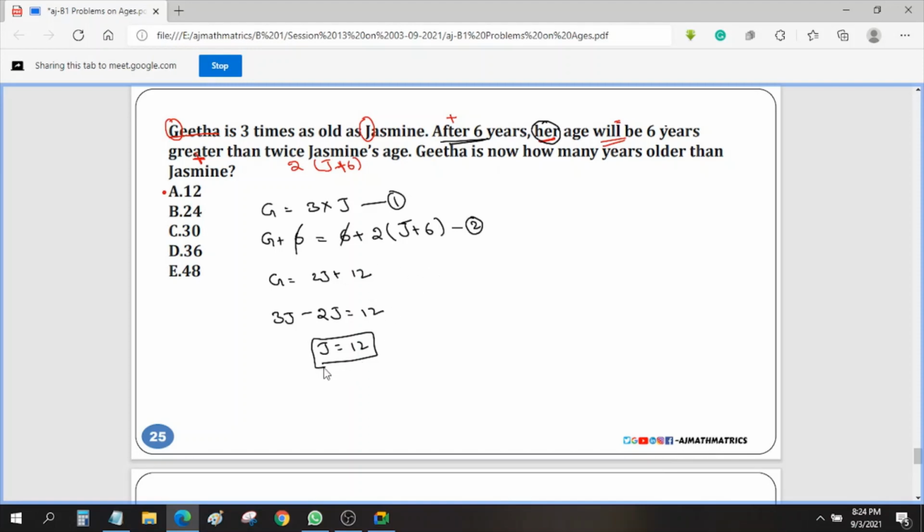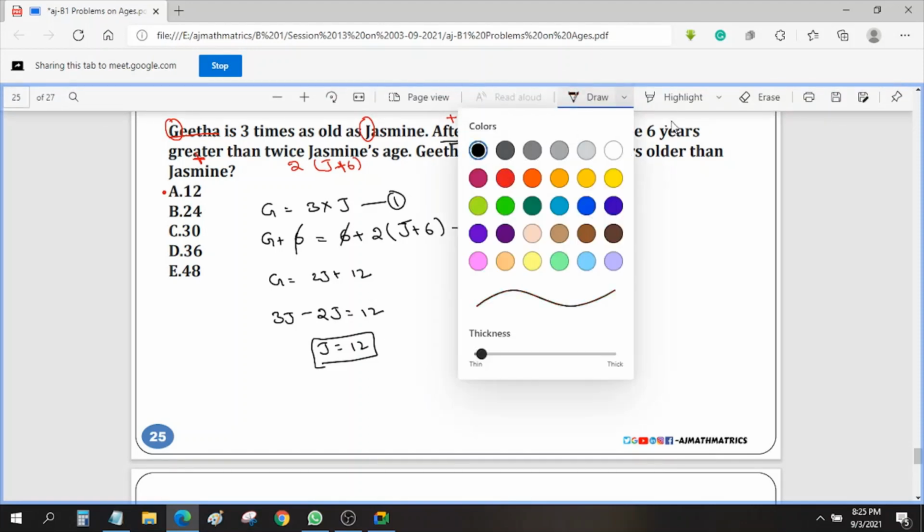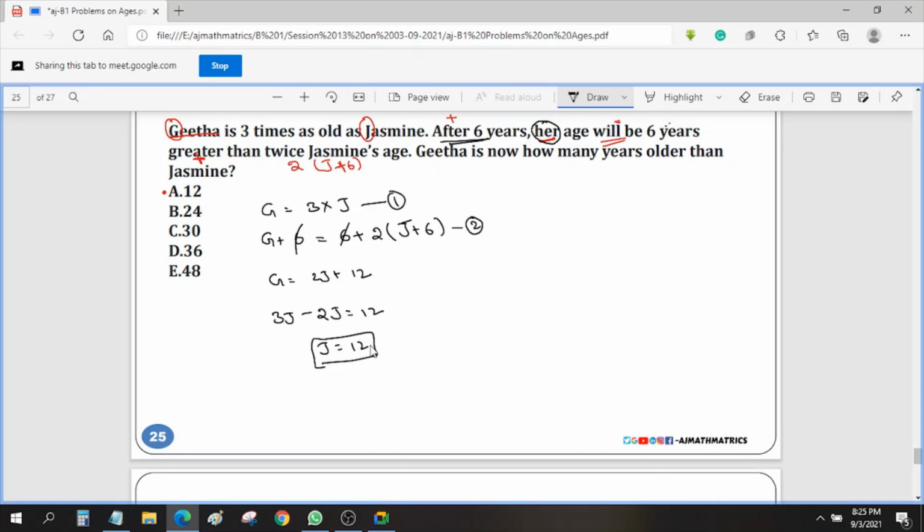I am getting J equal to 12, but what is J? J is Jasmine's age, and it is not asking about Jasmine. So this is the first trap. If you get J equal to 12, you will directly go with 12 as the answer, but that is wrong. The second point: Geeta's age we are going to find out. After knowing J equal to 12, we know that G equals 3J. So G equals 3 into 12. Since it is asking about Geeta's age, we get G equal to 36.